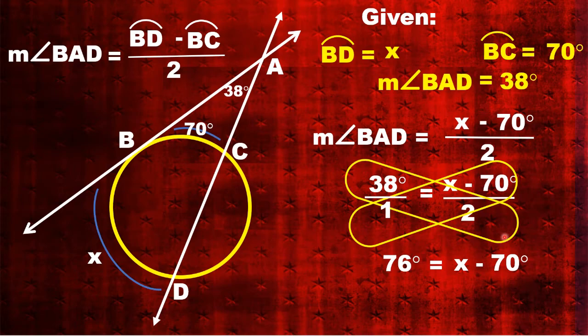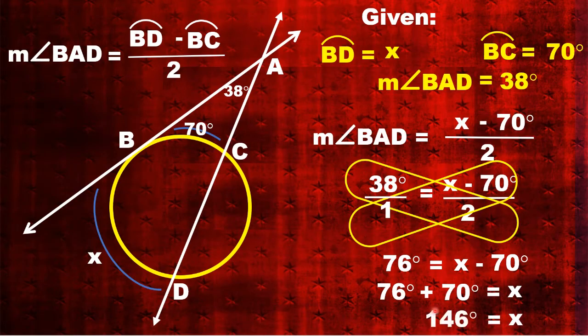Now, by addition property, again, mag-add tayo ng positive 70 on both sides of the equation, left and right. Kaya nga yung negative 70, pag dilipat natin, nagiging positive 70. Therefore, the value of x is 76 plus 70 is equal to 146. Yun na yung ating measure ng mas malaking intercepted arc. Okay pa ba kayo? Kapit lang, may tatawid din natin to.